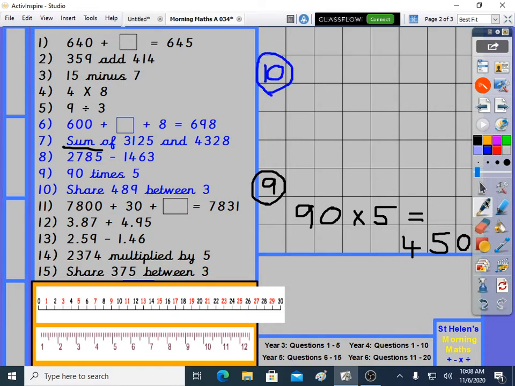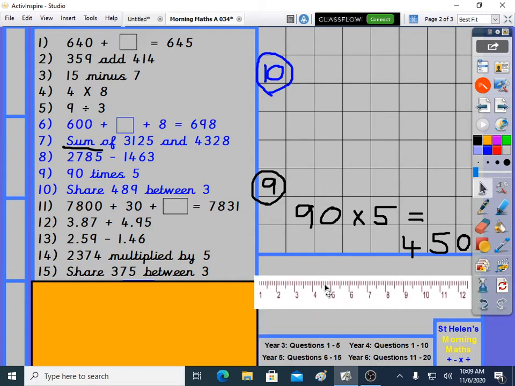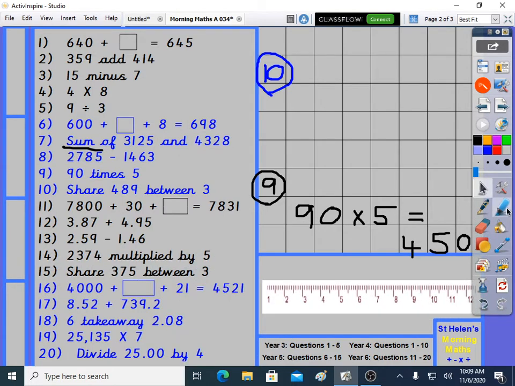Question 10 for year 4s. I've got to remember to do this. What's this? Share, which of course means divide. 489 between 3.